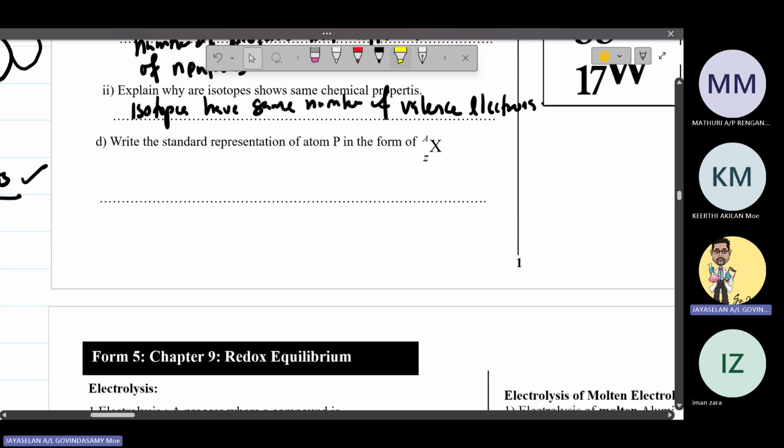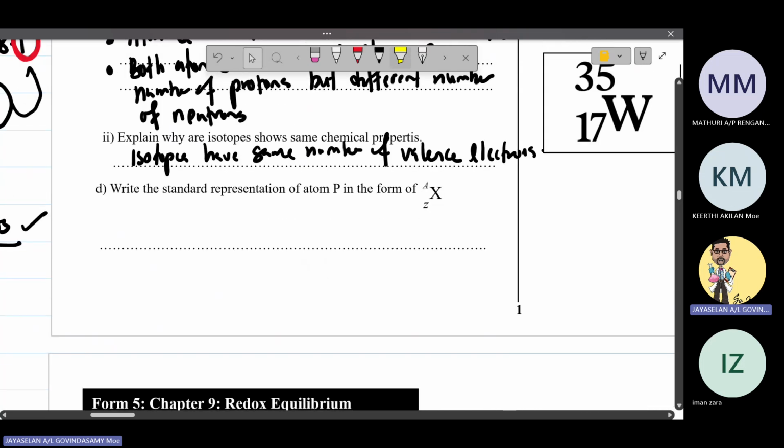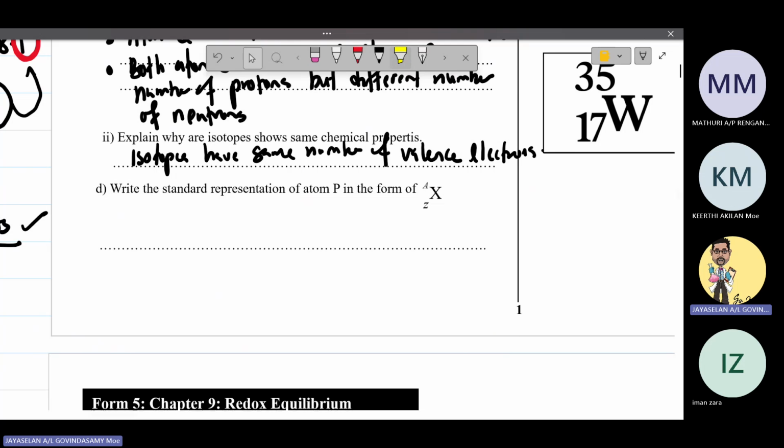Now you see, the standard representation is very easy, you know. A lot of students make mistakes. I don't want you all to make mistakes. Very easy. 1 mark is a bonus mark when you understand this. They want atom P. When they say atom P, you put the symbol of atom P. They want it in this format. X is the symbol. The symbol is what? P.